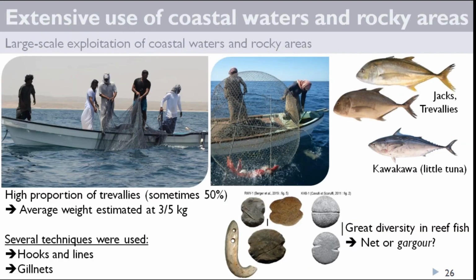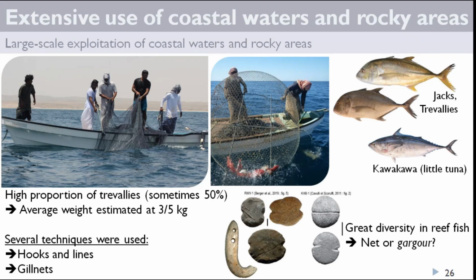Voilà. So with this result, what can we say about the way the Neolithic population of Ras al-Hamra 6 exploited their marine environment near the site? So obviously, there was a large-scale exploitation of coastal water, coastal open sea, and rocky area, with the large presence of the jack trevally and kawakawa. So it was fish of a middle size, if I can say, with an average weight estimated at 3 to 5 kilos.